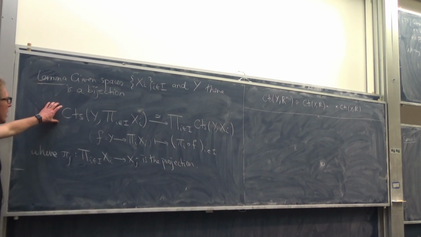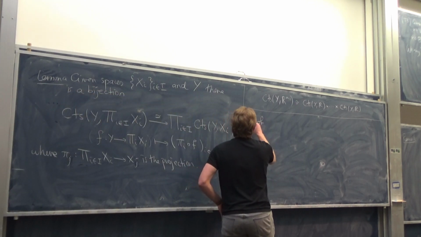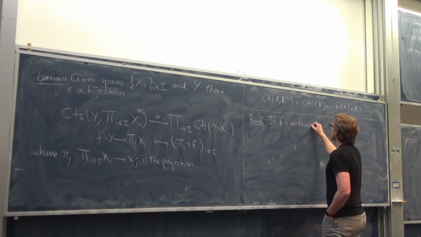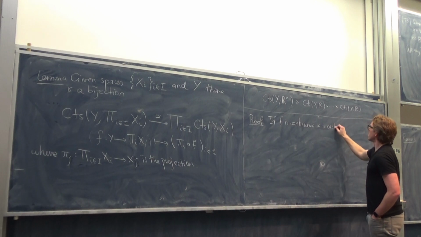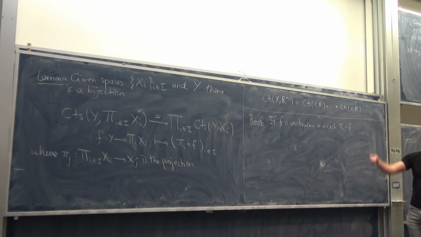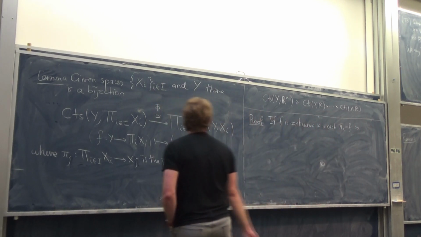So, I've defined a map. We have to prove that it's a bijection. Well, maybe let's observe it's well defined first. So if f is continuous, then pi_i composed with f is a composite of continuous functions, so it's continuous. Let's call this map phi. That means phi is well defined.